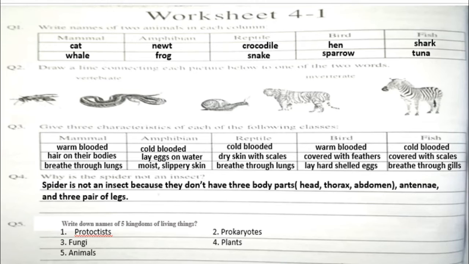Question number 5. Write down the names of 5 kingdoms of living things. So for this answer, you are going to open your books, page number 34. Here we have discussed the 5 kingdoms of living things: protists, prokaryotes, fungi, plants and animals.